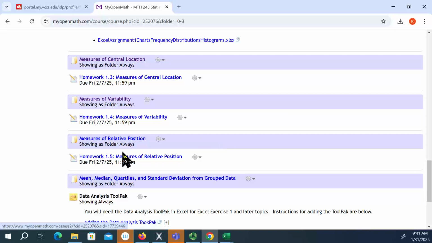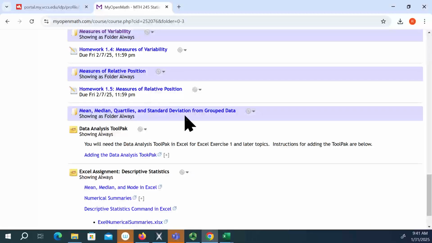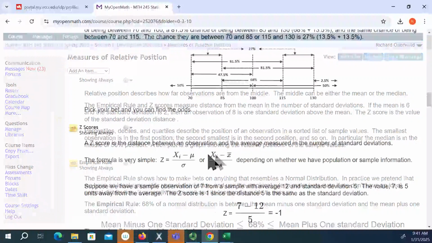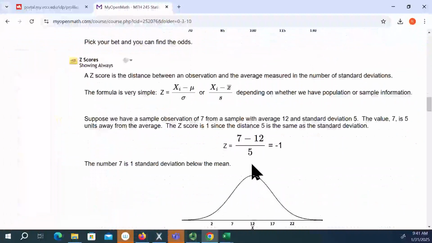I want measures of relative position. This is where things are in a sample. What we want is z-scores. And a z-score is the observation, subtract the average, and divide by the standard deviation. This is how many standard deviations a number is from the average.